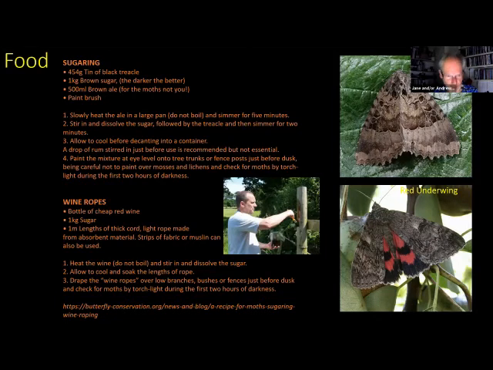The sugaring, which is what the chap's doing down there, is painting the sugar mixture. The recipe's up the top there. And then wine ropes, which can be very messy, where you basically make up a mixture, dip rope into it, and then hang it from various plants. So it's a pretty messy process.